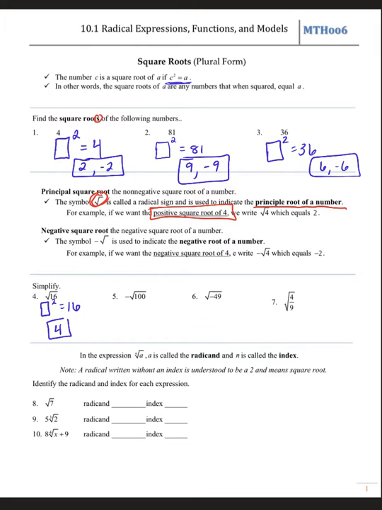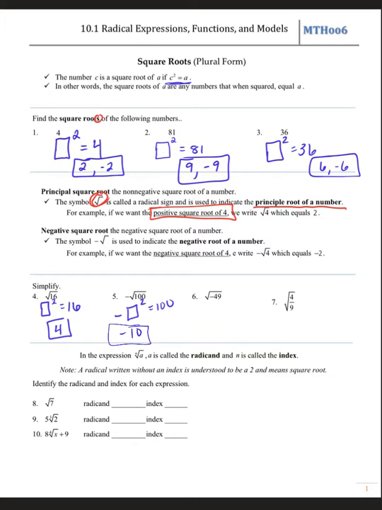The next one, a negative square root of 100. Don't worry about this negative on the outside, just bring that down with us. We still want to know what number squared gives us 100. If we were to cover up that negative, you would say, what squared gives us 100? That would be 10. And then we just bring that negative down with us. So negative 10 would be our answer for that.